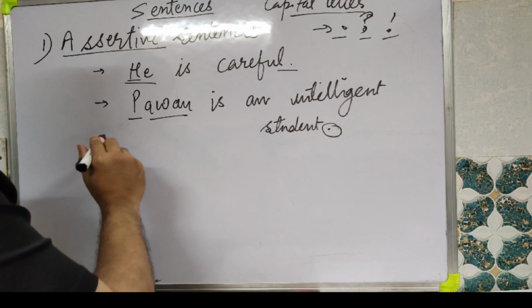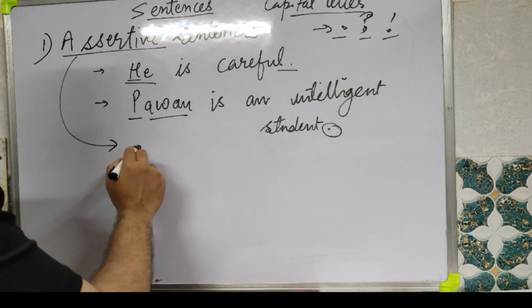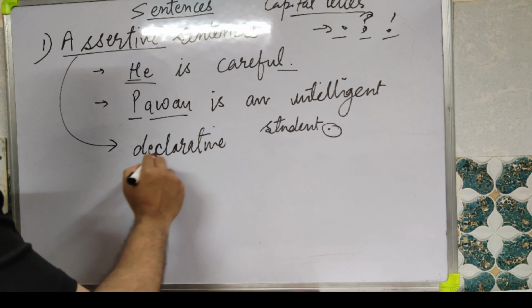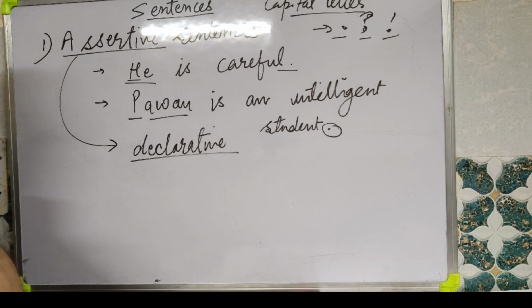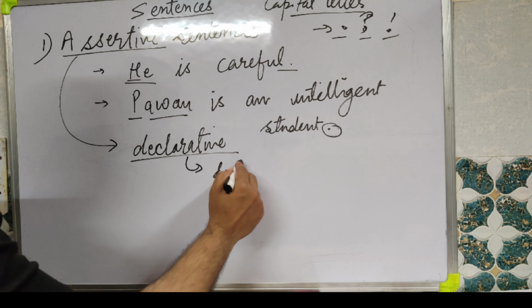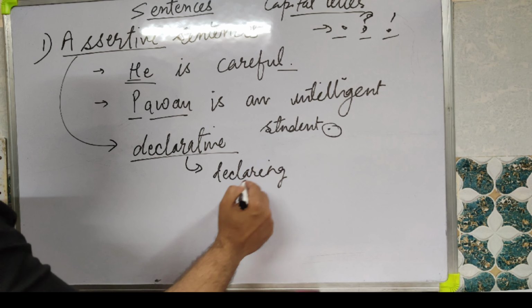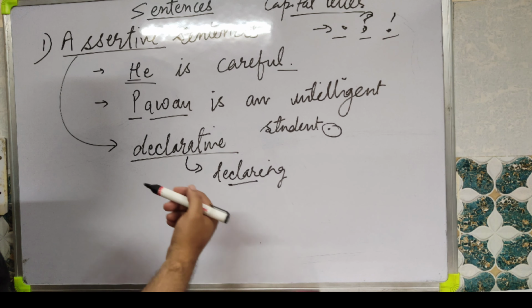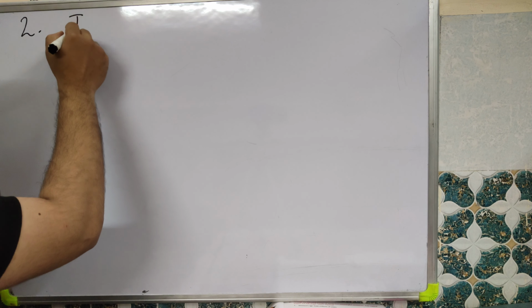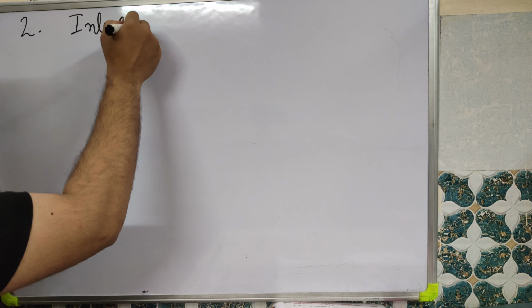Apart from assertive sentences, it can also be known as declarative. Okay, so it can also be known as a declarative sentence because they are actually declaring something, declaring any kind of information or data. Clear? So our second part is interrogative.